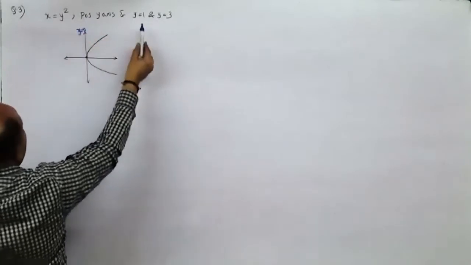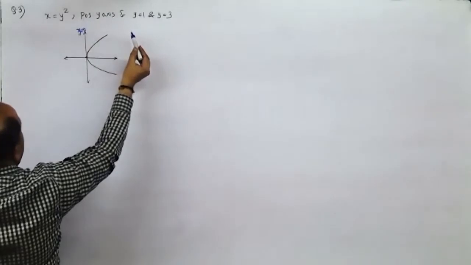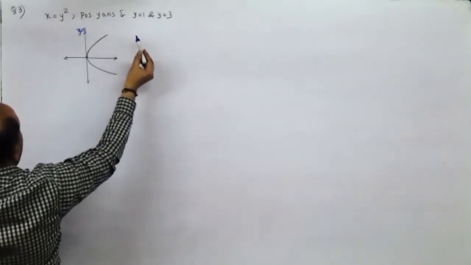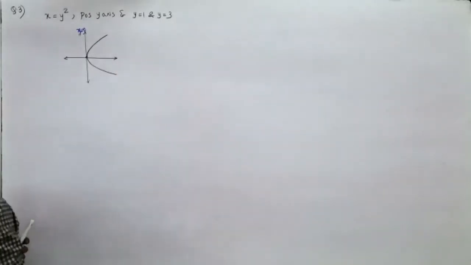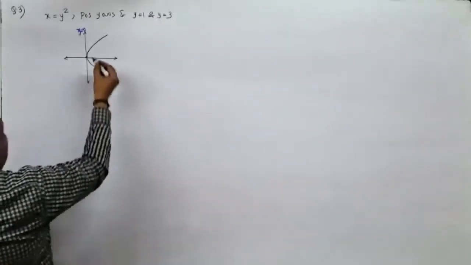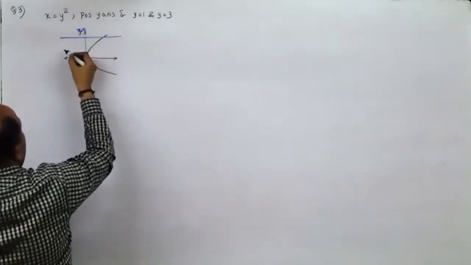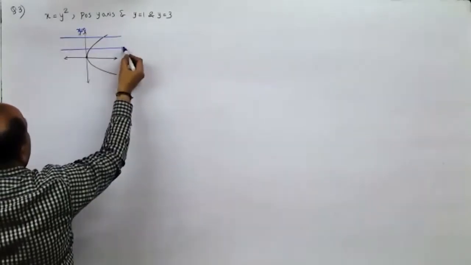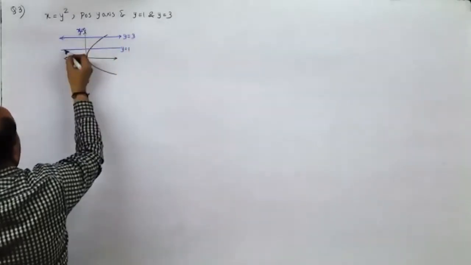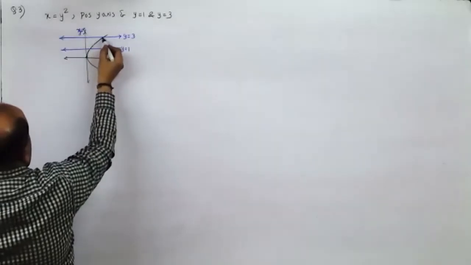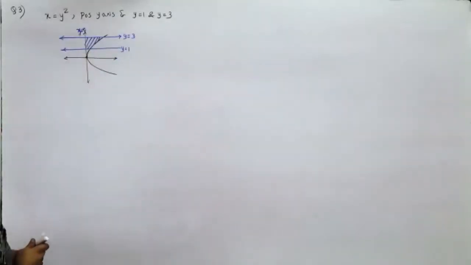Now here this is x equal to 0, because it is the y axis. They have said positive y axis, y equal to 1 and y equal to 3. They have made some mistake here. It should have been y equal to 1 and y equal to 3. So this is y equal to 1, this is y equal to 3. And they have asked you area between the curve and the y axis.